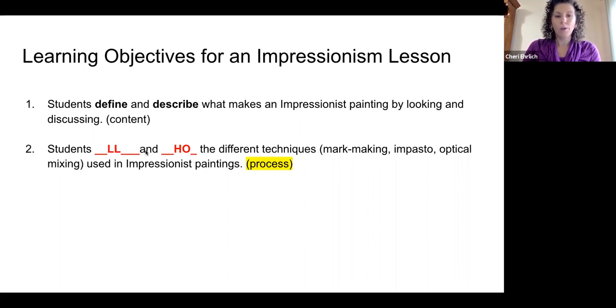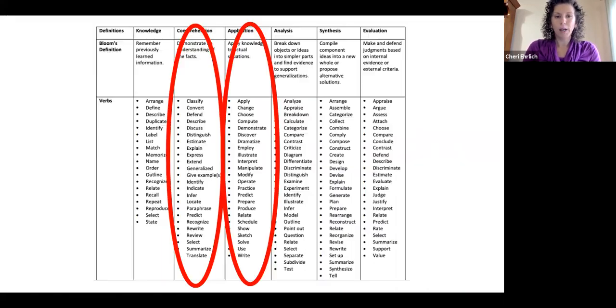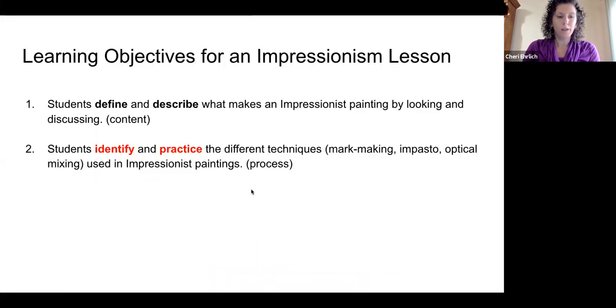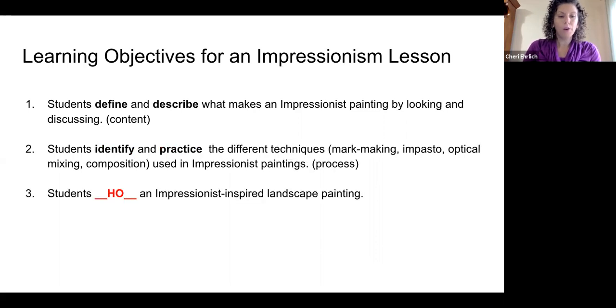categories because we're progressing along in the lesson. So I go back to my Bloom's taxonomy and I look in the categories of comprehension and application because I do want them to practice. Right? And so I see in comprehension the word identify, I'm going to use that, and then practice in application. So I just plug those in. So students identify and practice the different techniques used in Impressionist painting.